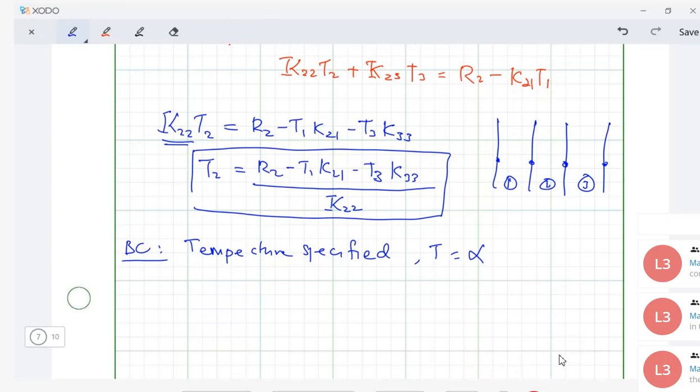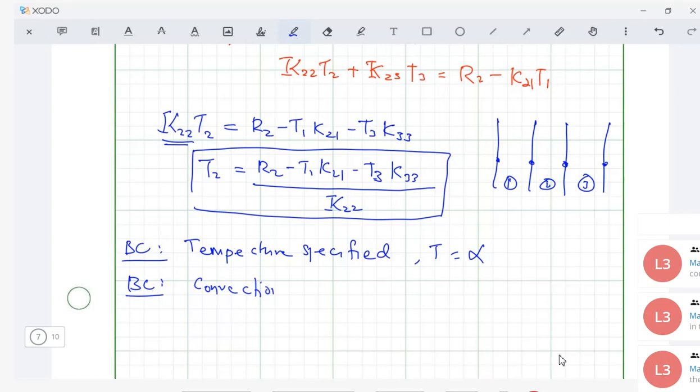The other one is what we call the convection boundary condition. What is convection?